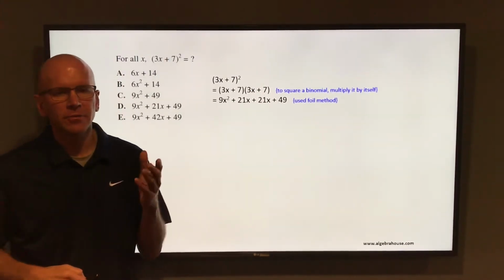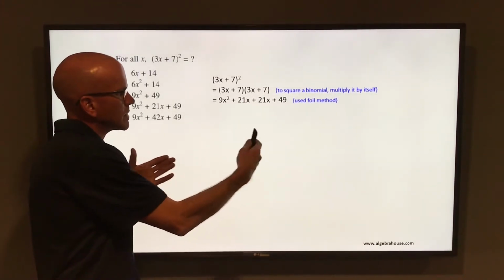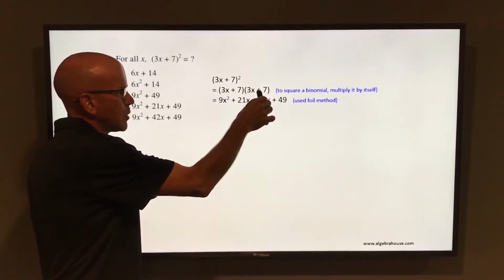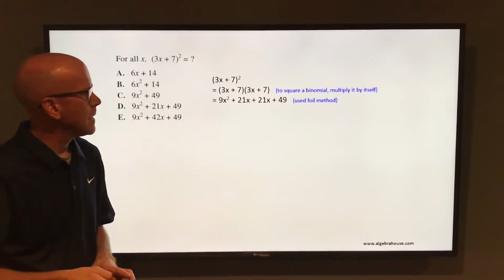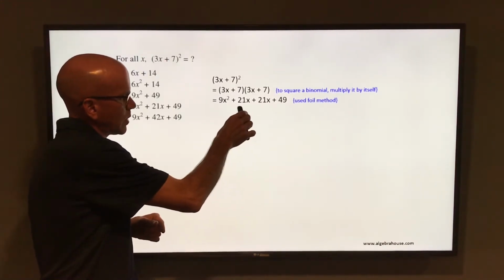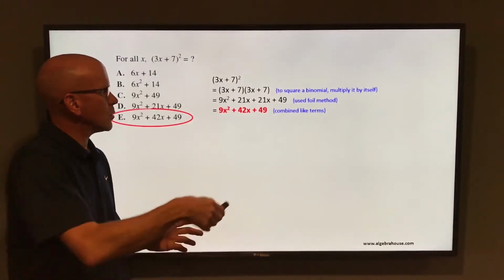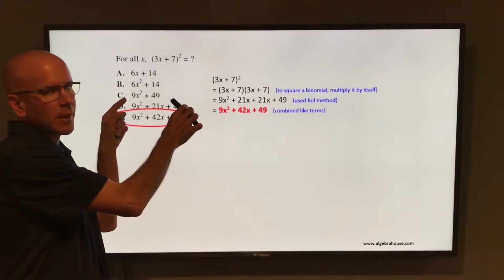The FOIL method and distributive property are the same thing when you're multiplying 2 binomials. The first, outer, inner, last terms, it's the same as distributing the 3x to the second set of parentheses, then distributing the 7 through the second set of parentheses. Now go back through and combine the like terms, 21x and 21x. If you combine those in the middle, that is 42x. So when you square 3x plus 7, it's not 9x squared plus 49. A lot of people think it is.